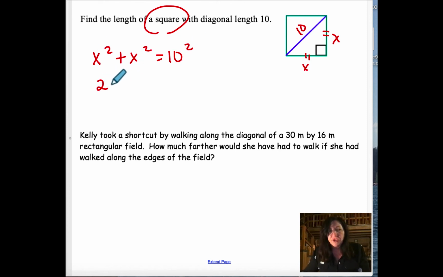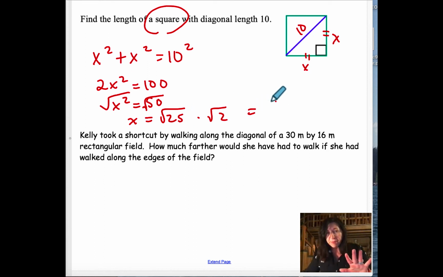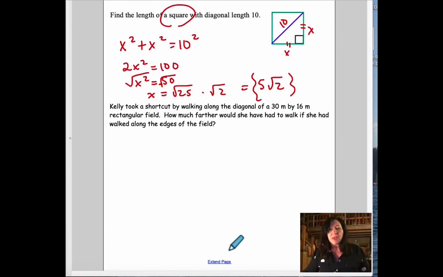So now I have 2x squared is equal to 100. Divide by 2, I get x squared is equal to 50. Square root both sides, right? And I get x is equal to, let's break that down, root 25 times root 2. Square root of 25 is 5. So that means my answer is 5 root 2. And that's x, okay? Kelly took a shortcut by walking along a diagonal of a 30 by 16 rectangular field.